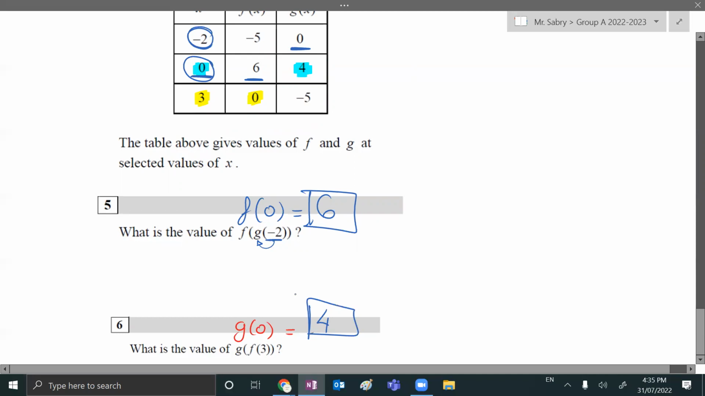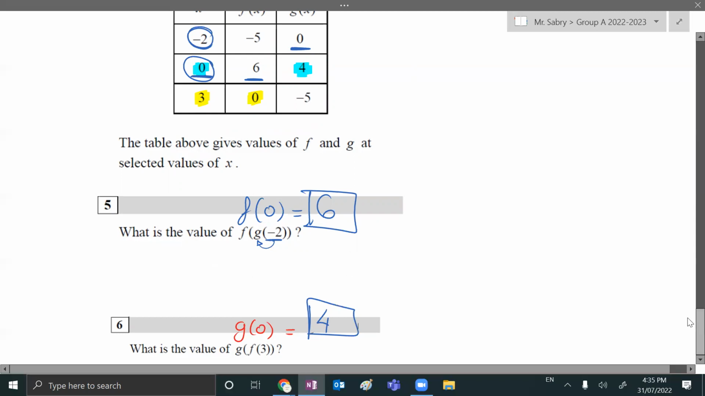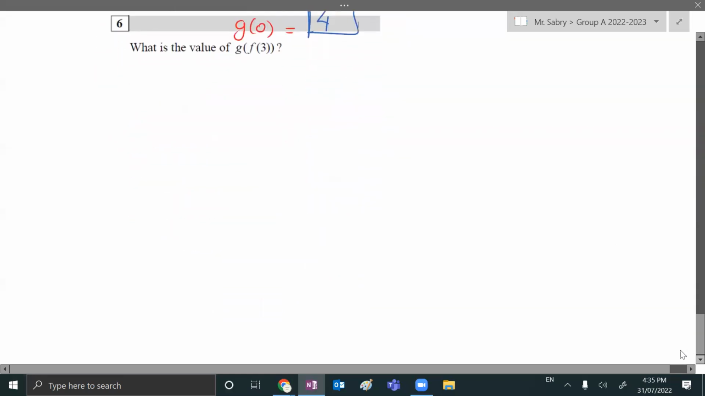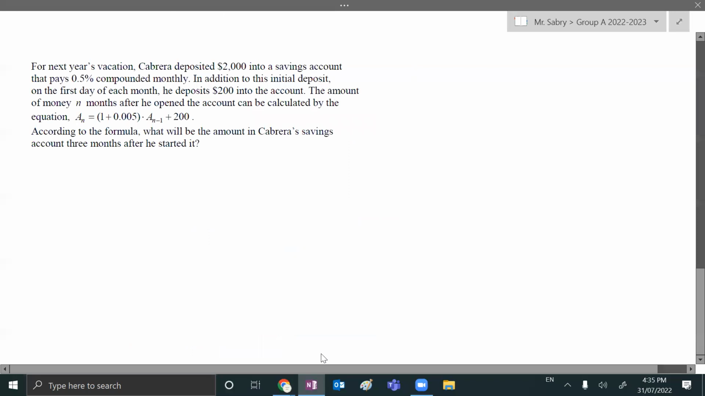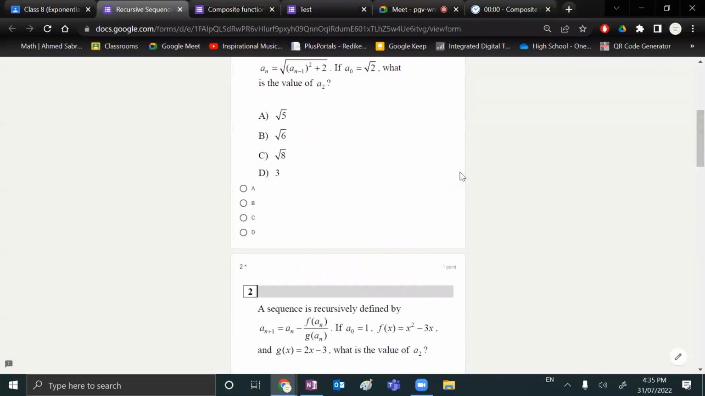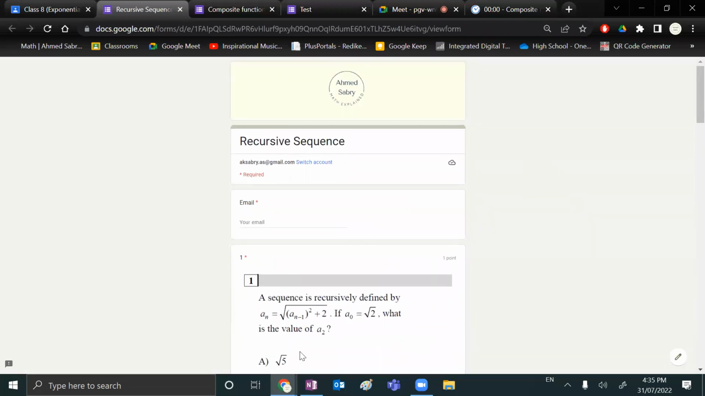Any problems in any of those questions? Awesome. Less than 10 minutes for recursive sequences, please. So a total of 5 questions. I'll give you 8 minutes for them.